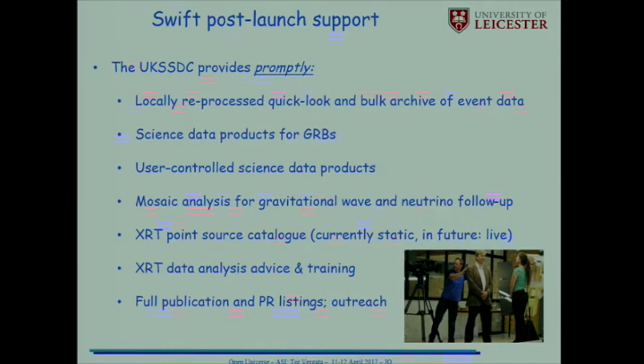if it's a very large data set. We also are able automatically to perform a mosaic analysis for very large error regions, such as provided by gravitational wave and neutrino facilities. Again, all of this has to be done automatically. We have so few staff that it just isn't feasible to do any of this by hand. Of course, you have to build the system by hand initially, but then automation is the only way to live.